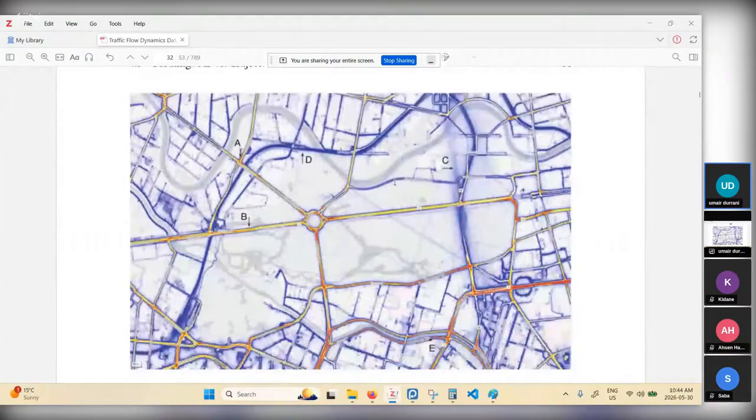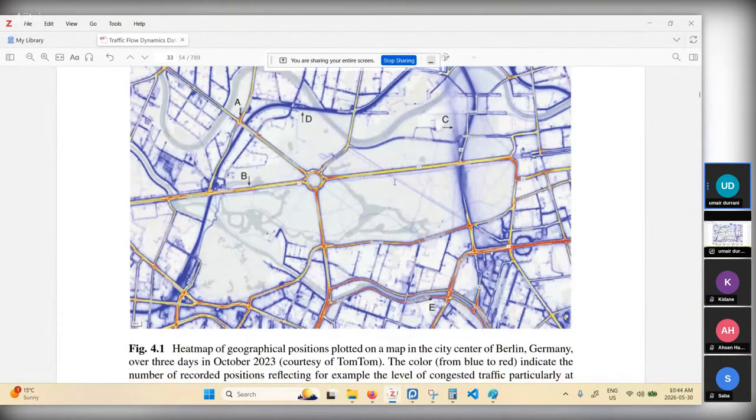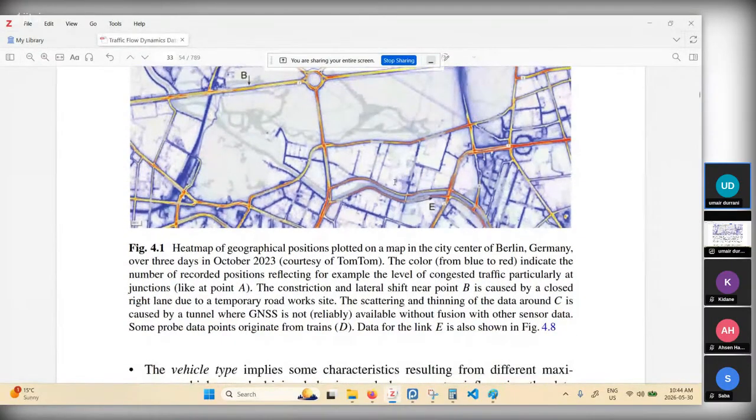get the data. Here's an example where they have annotated different locations A, B, C, D, and E. And the heat map here, the colors indicate the number of recorded positions. So yellows and reds indicate a lot of positions, and blues indicate less number of data points that are coming from floating car data.